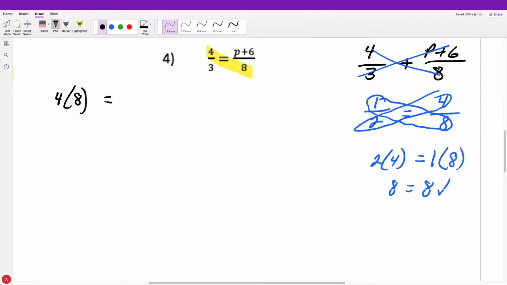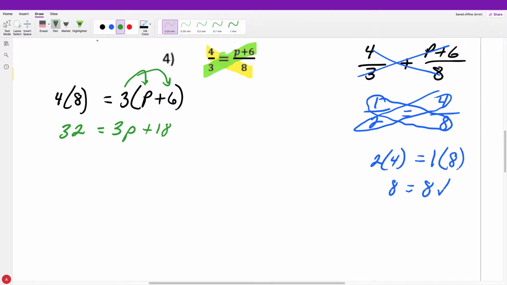So 4 times 8 is equal to, and we know that they're equal because it flat out tells us with the equal sign right here. All right, and it's equal to 3 times p plus 6. Now when you do this, just make sure that you write that binomial, which is two terms, p plus 6, in parentheses, because we need to distribute that 3 into everything. So 4 times 8 is 32. We'll distribute the 3 in, so it's equal to 3p plus 18.